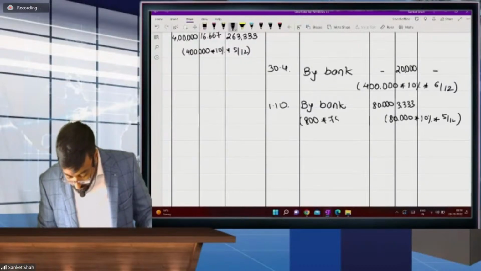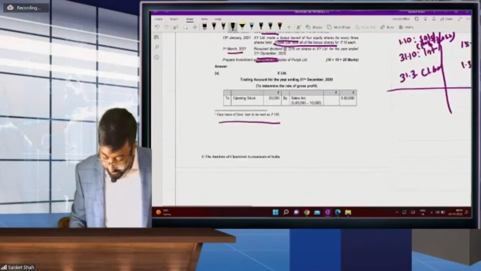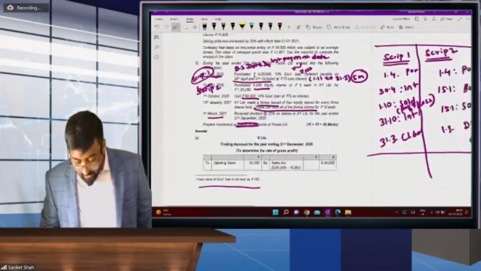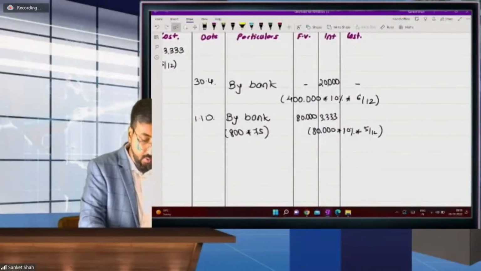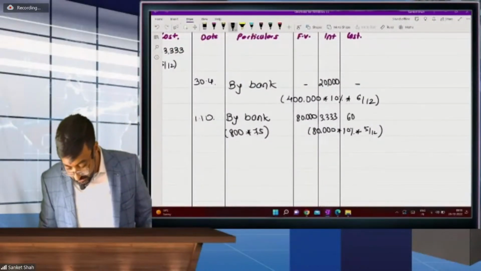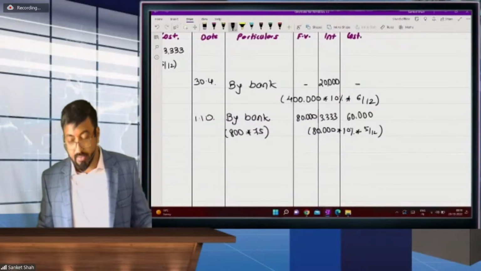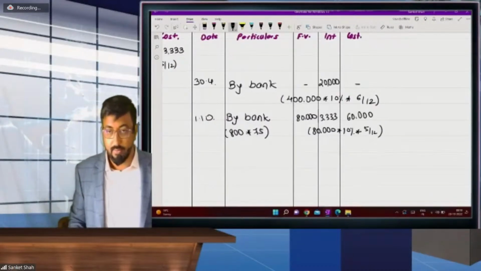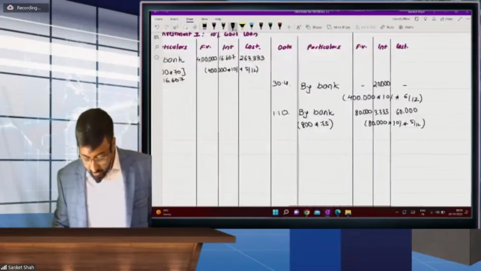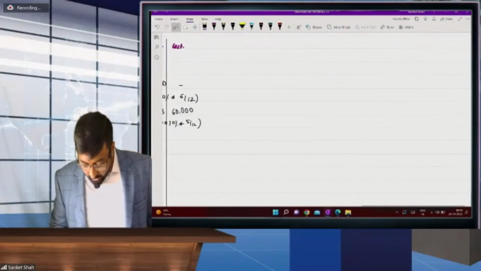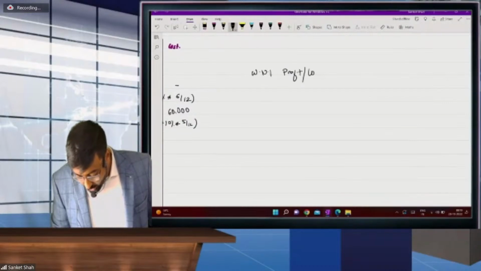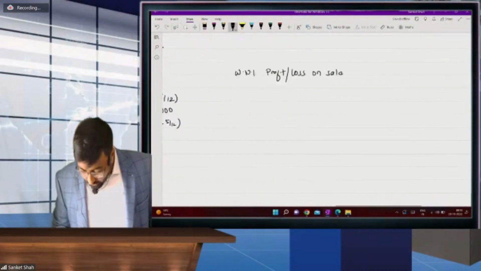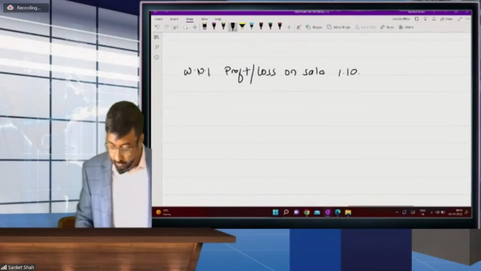800 into 75. 100 rupees is a nominal value. So beta, 800 into 75 means 60,000. Ex-interest, therefore don't deduct interest from this. Whenever you are selling, you will calculate profit/loss. Working note 1, profit/loss on sale, 1st October.